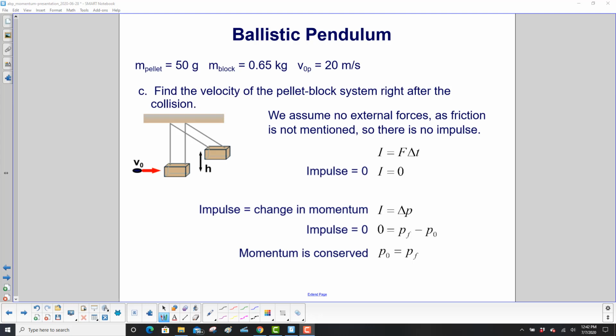Find the velocity of the pellet block system right after the collision. We're going to assume no external forces here, as friction is not mentioned, so there is no impulse. Okay, and what is impulse? Impulse was defined as force times the time it's exerted over. So since our impulse is 0, and we have our impulse momentum equation, where impulse is the change in momentum, impulse is 0. 0 equals final momentum minus initial. So P0 is equal to PF. Momentum is conserved.